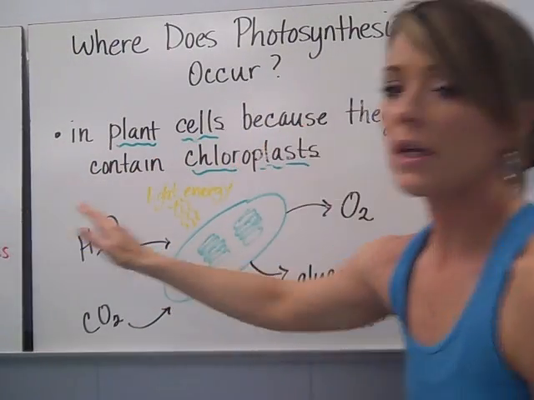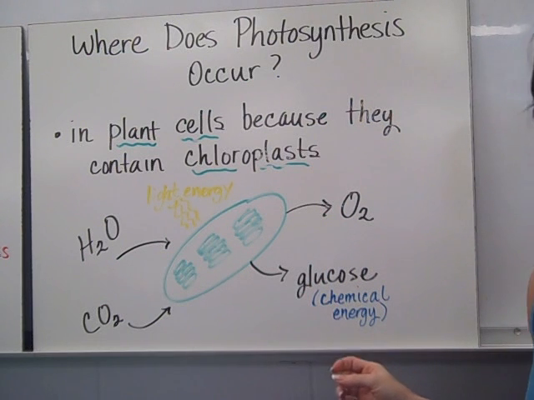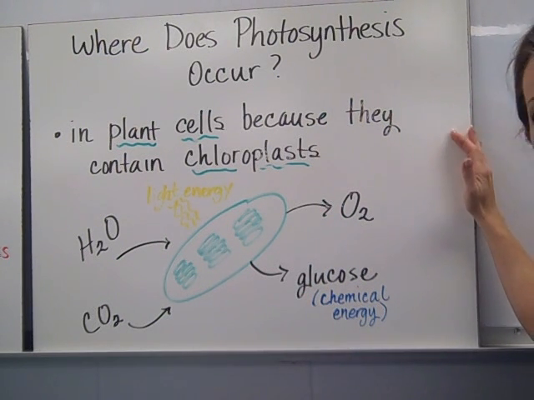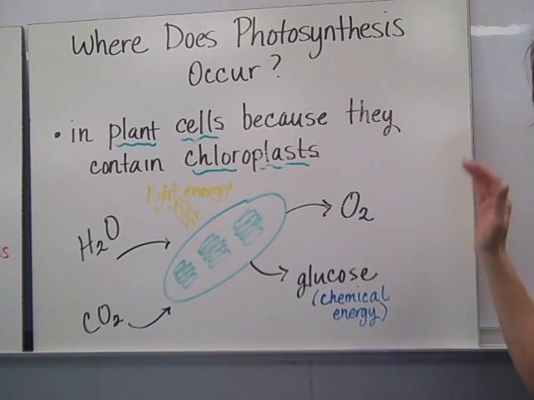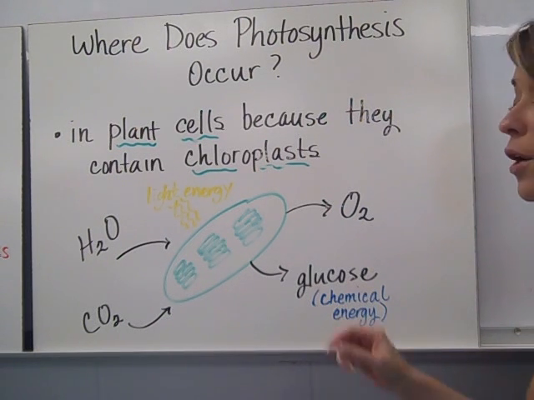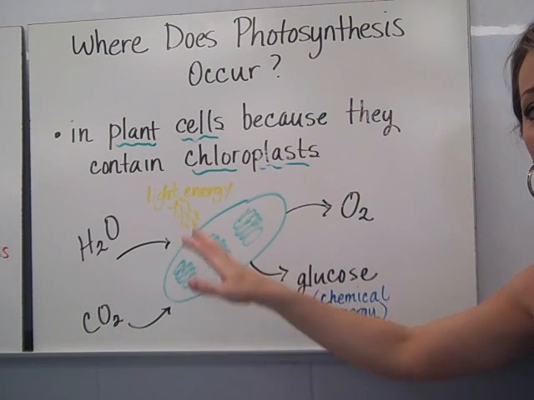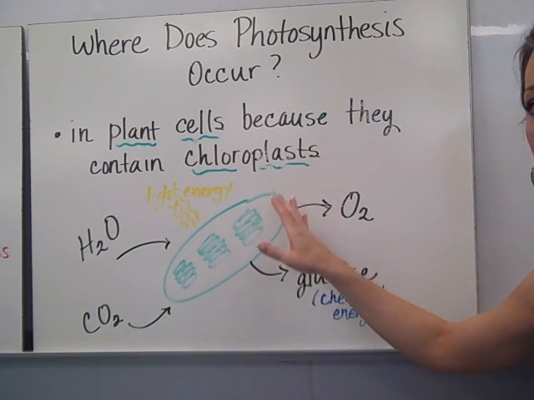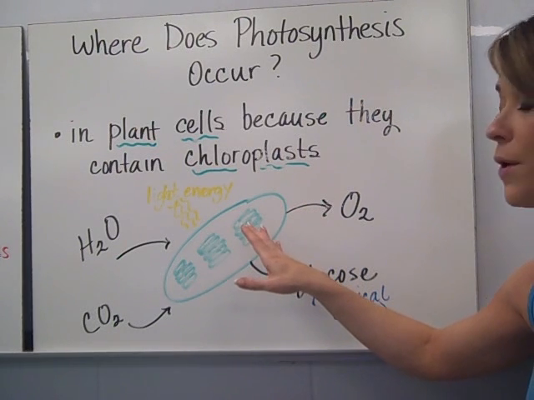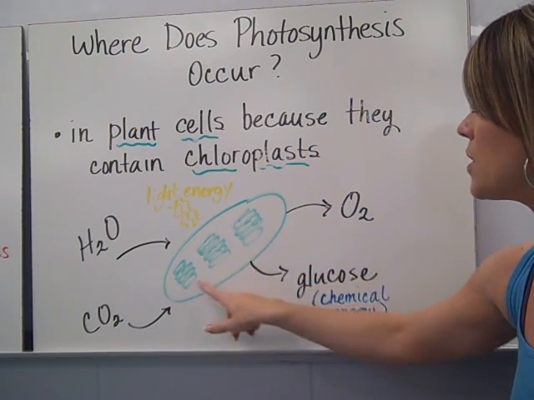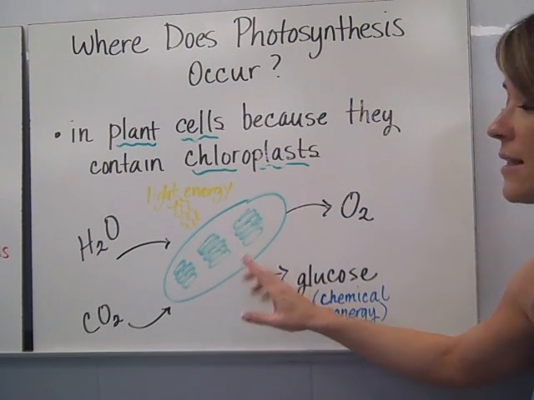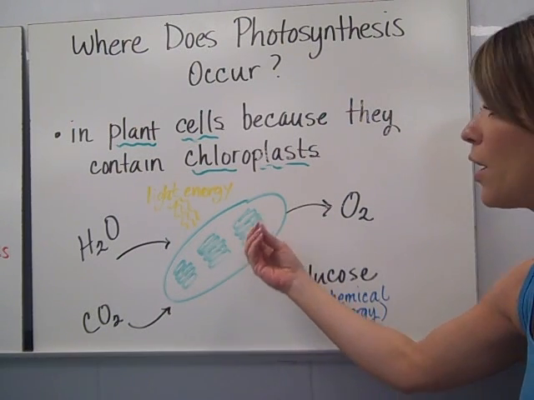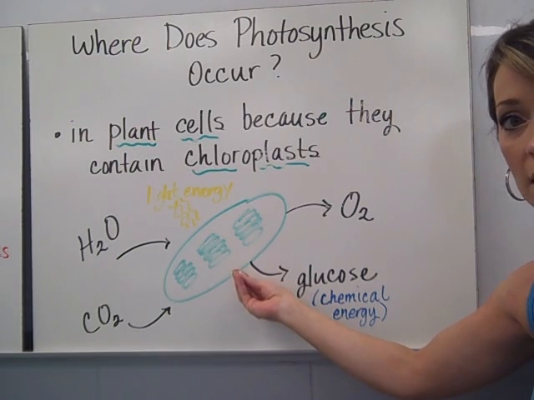We also are going to talk about where photosynthesis takes place, because photosynthesis only takes place in plant cells. It takes place in plant cells because plant cells have the organelles called chloroplasts that are able to do this chemical reaction. Without the chloroplasts, an organism cannot go through photosynthesis. So this particular organelle, the chloroplast, has chlorophyll in it. Chlorophyll is the pigment that makes it green. It's also what's able to absorb the light energy.